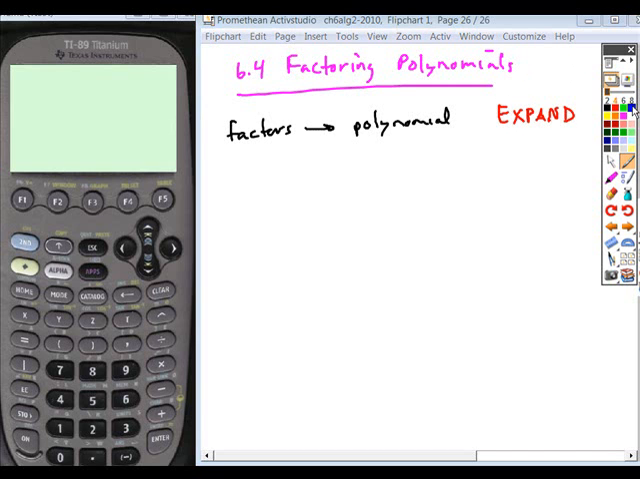When you move in the other direction, from polynomials into factors, the command itself is factor. It's still located in the algebra tab, the F2 tab. Okay. Again, there are going to be a couple patterns that you should be aware of.